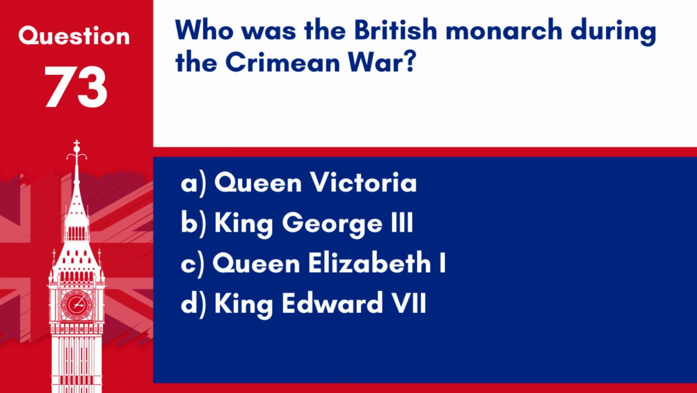Question 73. Who was the British monarch during the Crimean War? A. Queen Victoria. B. King George III. C. Queen Elizabeth I. D. King Edward VII. Answer A. Queen Victoria. Queen Victoria was the British monarch during the Crimean War, 1853 to 1856.